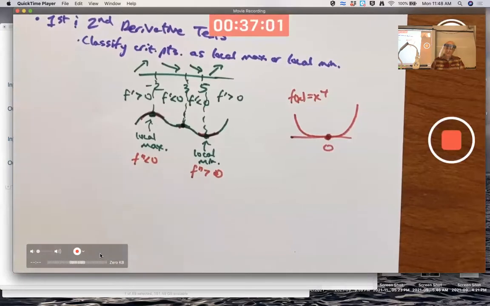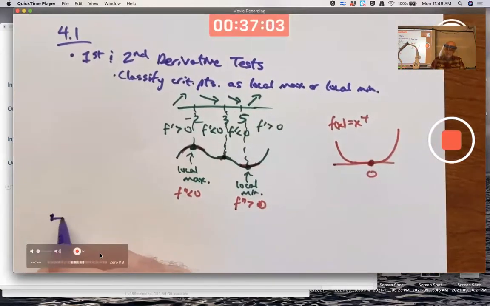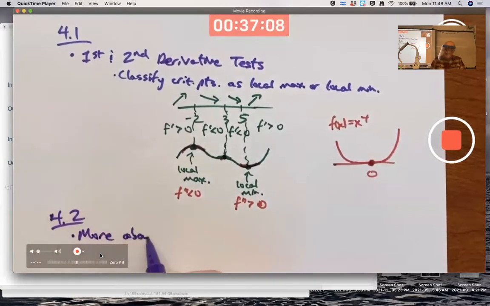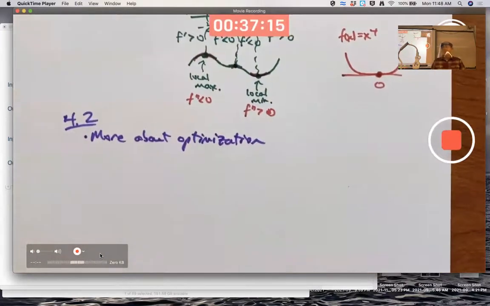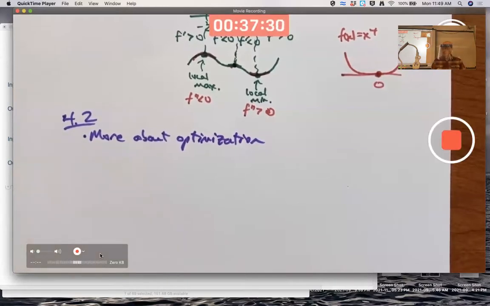Section 4.2 is more about optimization. I didn't really emphasize this a ton in class, though I did mention it, and I think I assigned a homework problem or two about it. Technically speaking, if your nice continuous function, if you're focused on optimizing it over a closed interval from a to b, you also need to check the values at the endpoints.